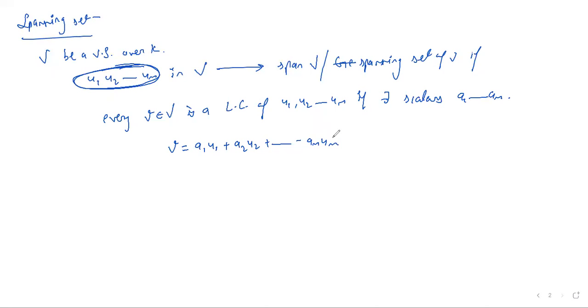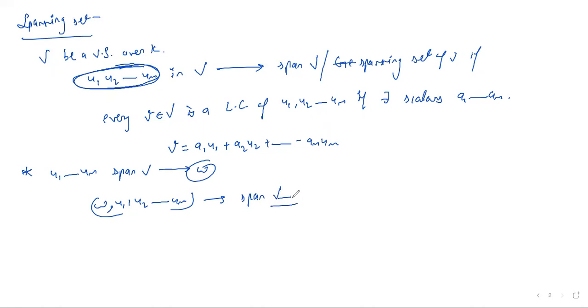Now let's see the general remarks. Let's say u1, u2 to um are a set of vectors which span V, and there is any other vector W. Then the set of W with u1, u2 to um will also span V. By spanning V, we mean that it will generate the whole vector space V, so that every element of V can be written as a linear combination.